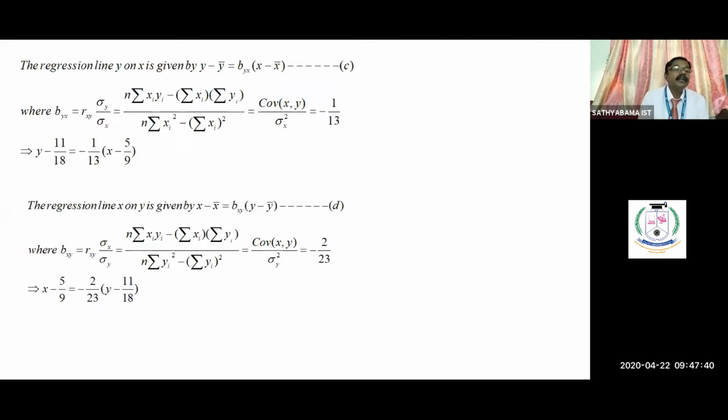Next, you have to find the regression lines. By definition, you know the regression line is y minus y bar equal to byx into x minus x bar. We are substituting the value from this equation. We find byx equals Rxy into sigma y by sigma x. When you substitute the values, we get the regression equations for both y on x and x on y.